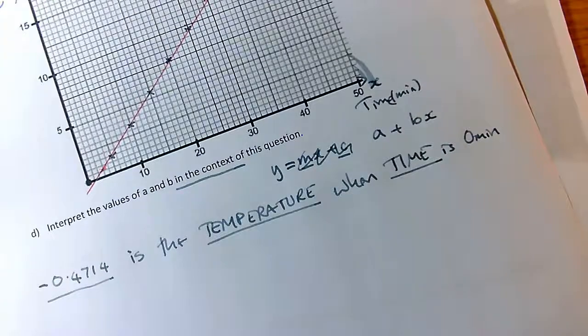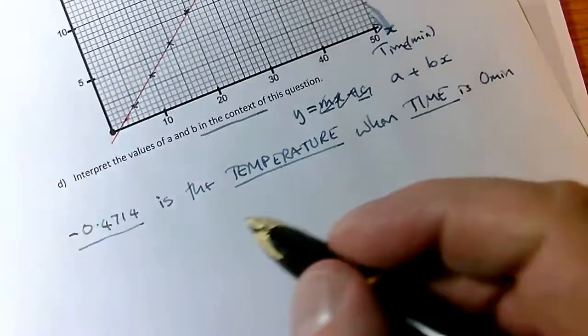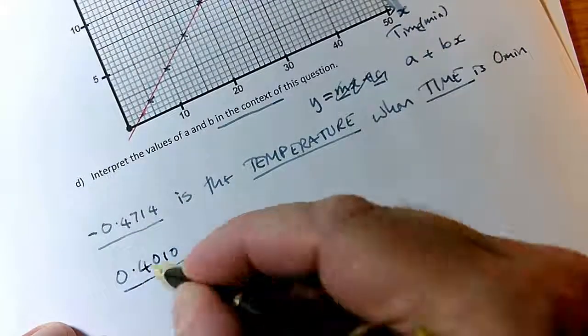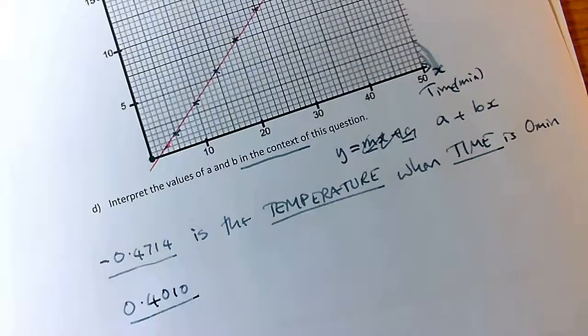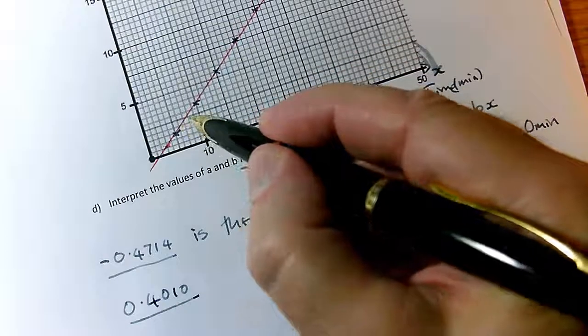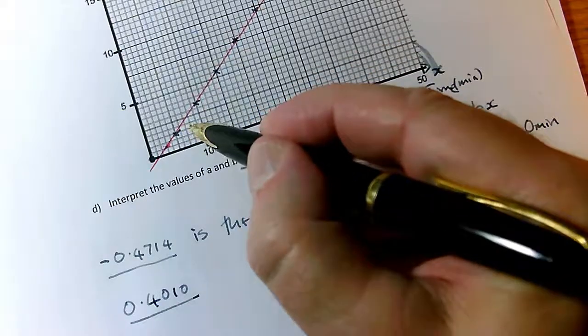And now interpreting B, well, B in this case was 0.4010. That's the slope of the line, but here this is one to learn because this may not come naturally to you. In fact, the slope of the line is how much the y variable goes up by when the x variable goes up by 1.